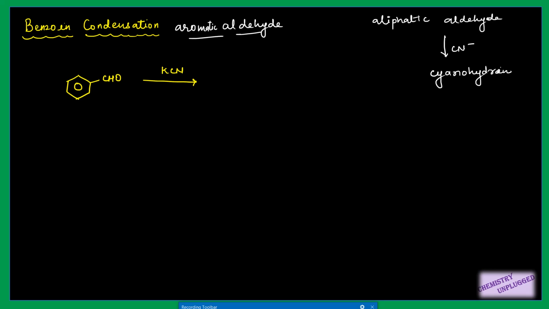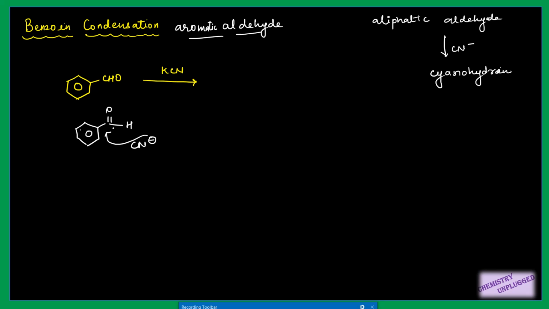But if you are using the same cyanide with an aromatic aldehyde, it will not show formation of cyanohydrin, but it will preferentially show the benzoin condensation reaction. And most of the time in this reaction we will use KCN. So the first step: I can write this benzaldehyde molecule like this. This KCN will provide CN minus.